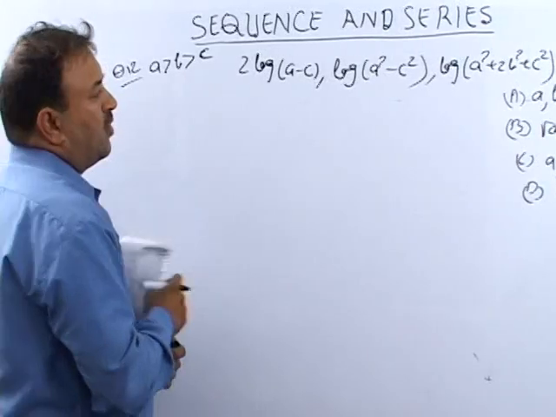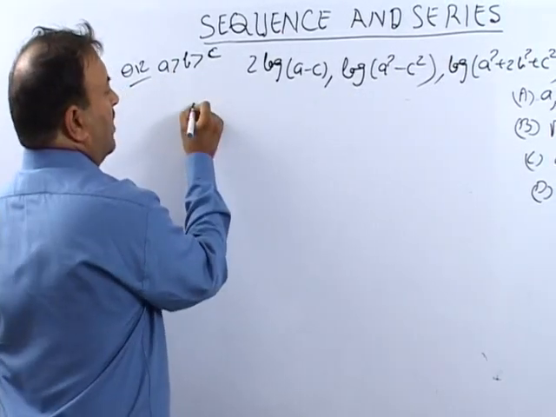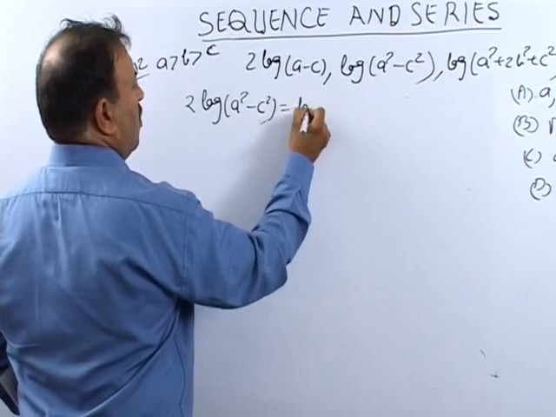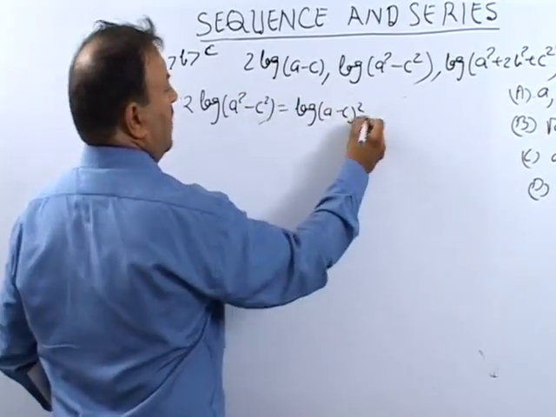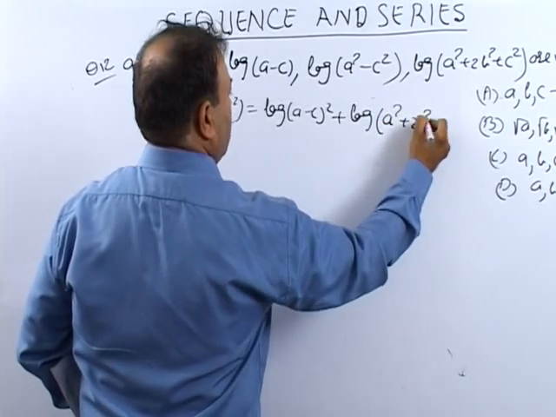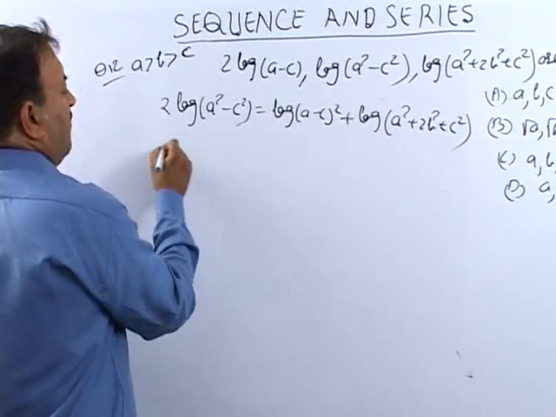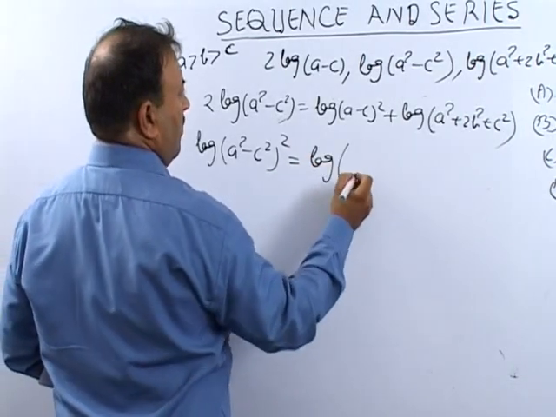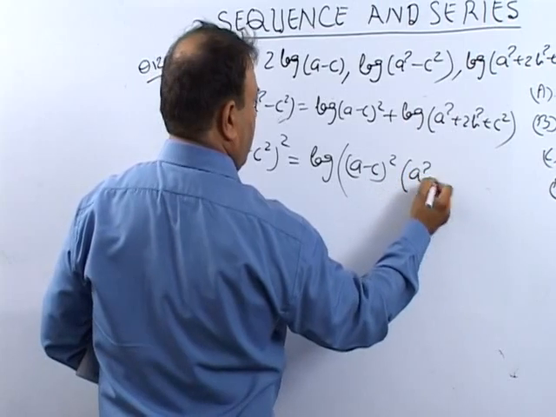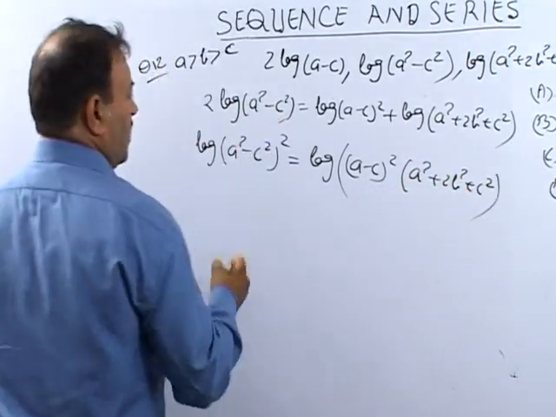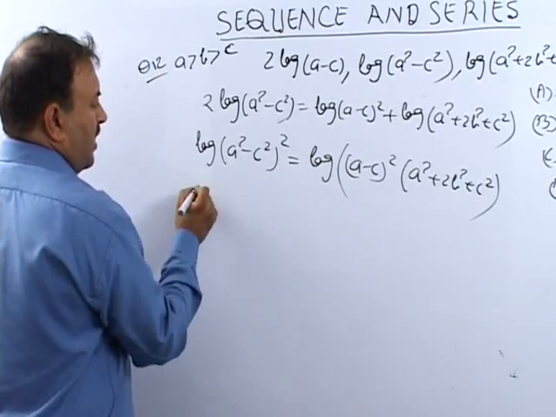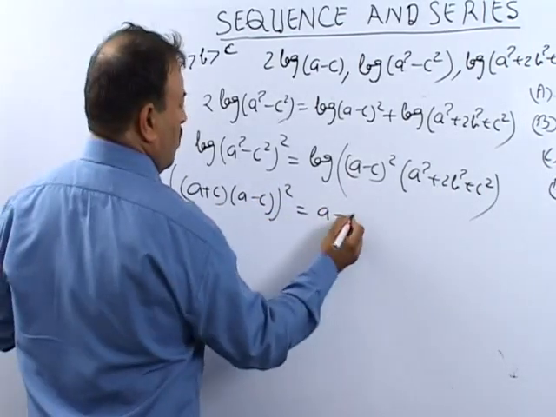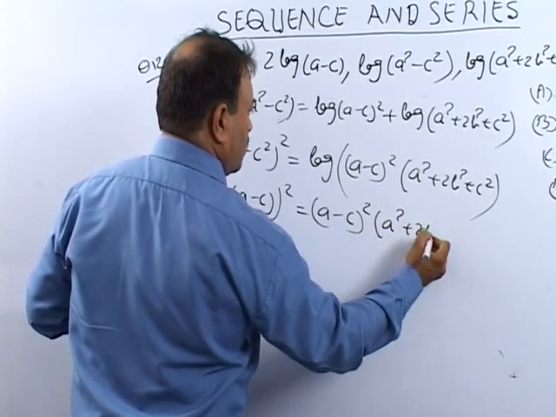The method of starting is absolutely the same. We start with twice the middle term: 2 log (A² − C²) equals log (A − C)² plus log (A² + 2B² + C²). Same way as the last two questions, log (A² − C²)² equals log of (A − C)² into (A² + 2B² + C²). Now cancel log. We are left with (A − C)(A + C), the whole square, equal to (A − C)² (A² + 2B² + C²).